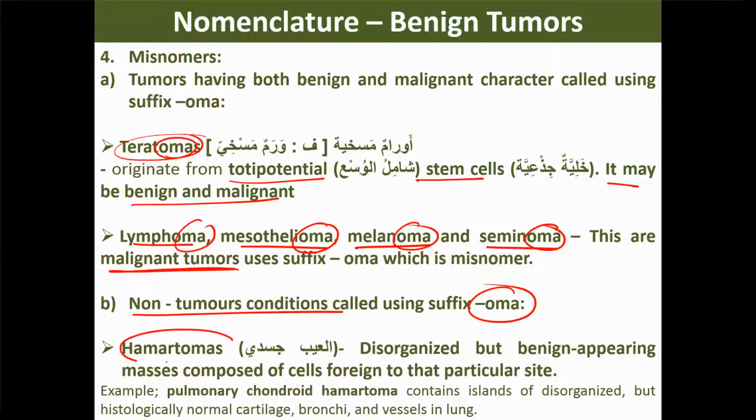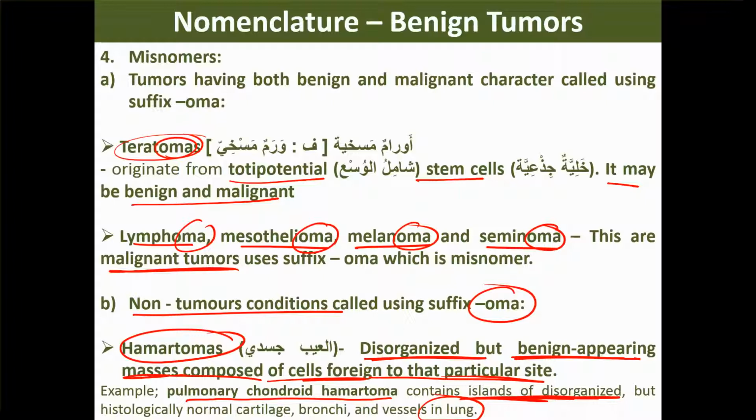Now coming to the non-tumorous conditions which have oma at the end. For example, hamartoma. Hamartomas are disorganized tissues, benign-appearing masses composed of cells foreign to that particular site. For example, pulmonary chondroid hamartoma. There are islands of disorganized cartilage located in the lung, so it is called pulmonary chondroid hamartoma.